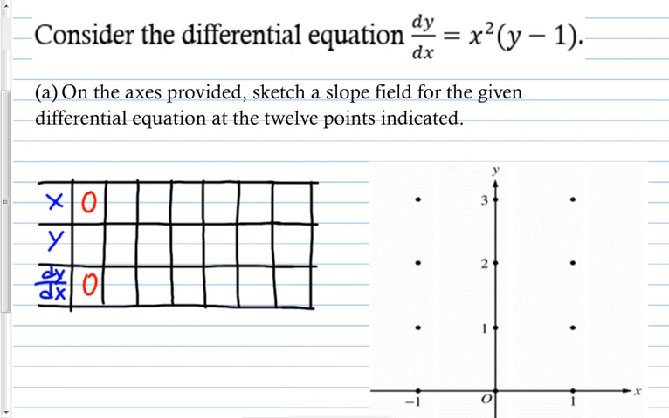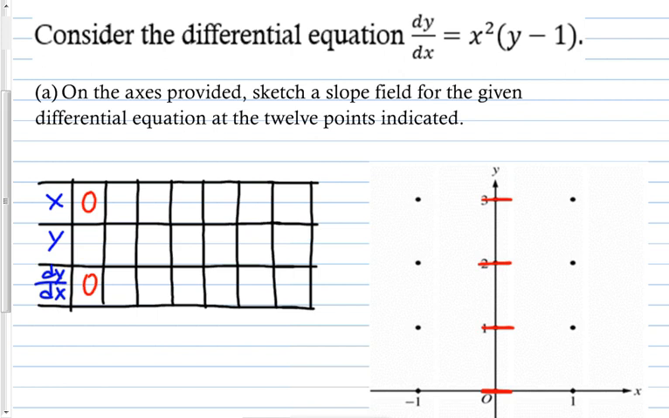Okay, x is 0 and y is 1. So my slope is still going to be 0. X is 0 and y is 2. My slope is still going to be 0. X is 0 and y is 3. Slope is still going to be 0. Hopefully you're getting my drift here. So that takes care of those 4 out of 12 points.